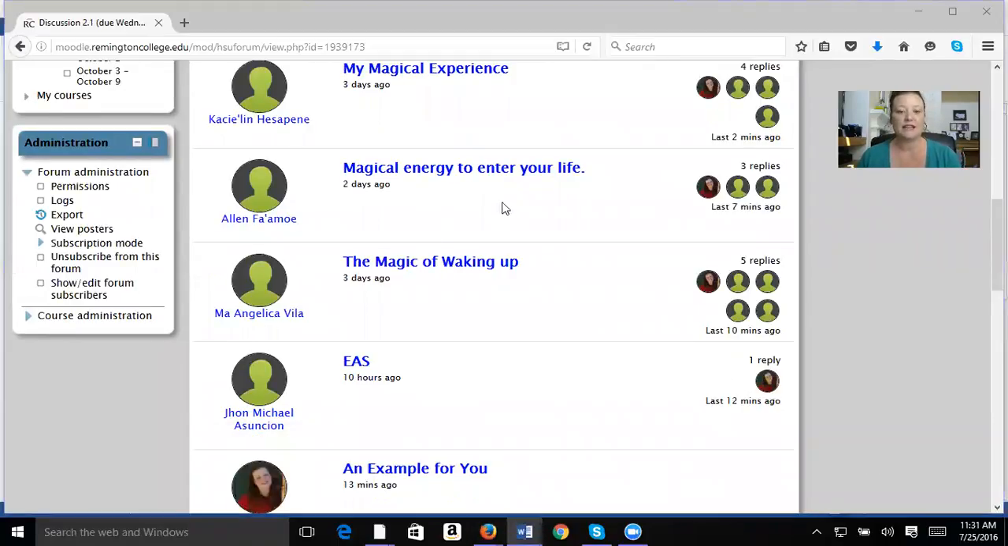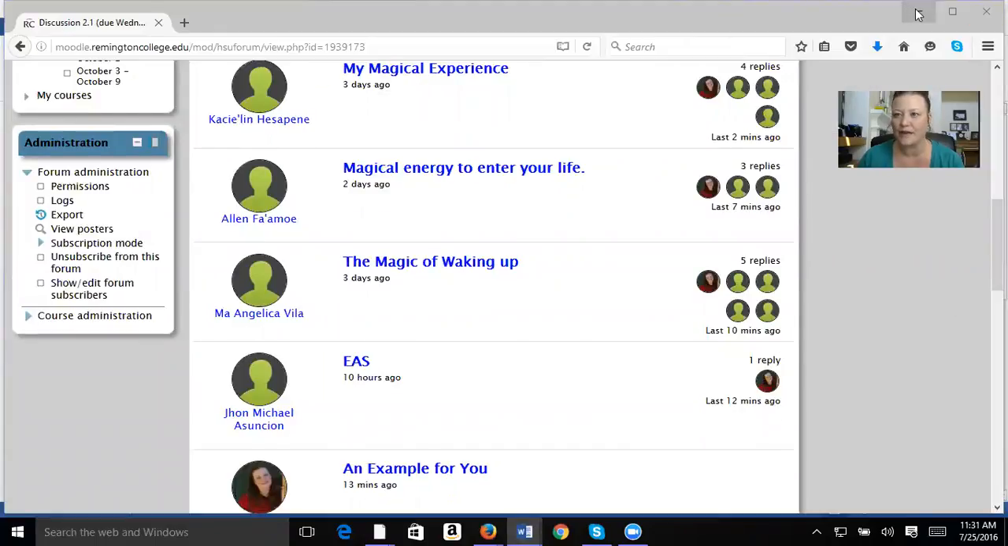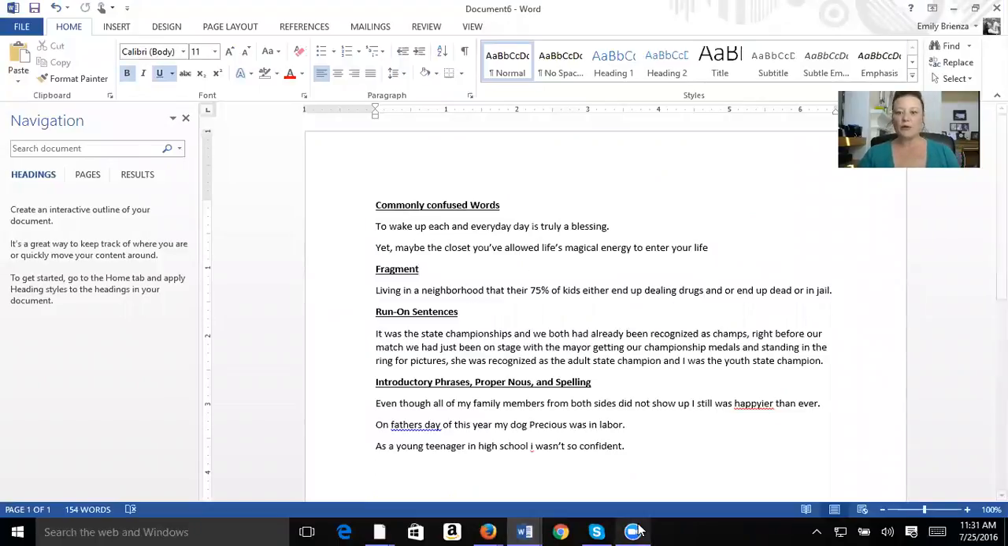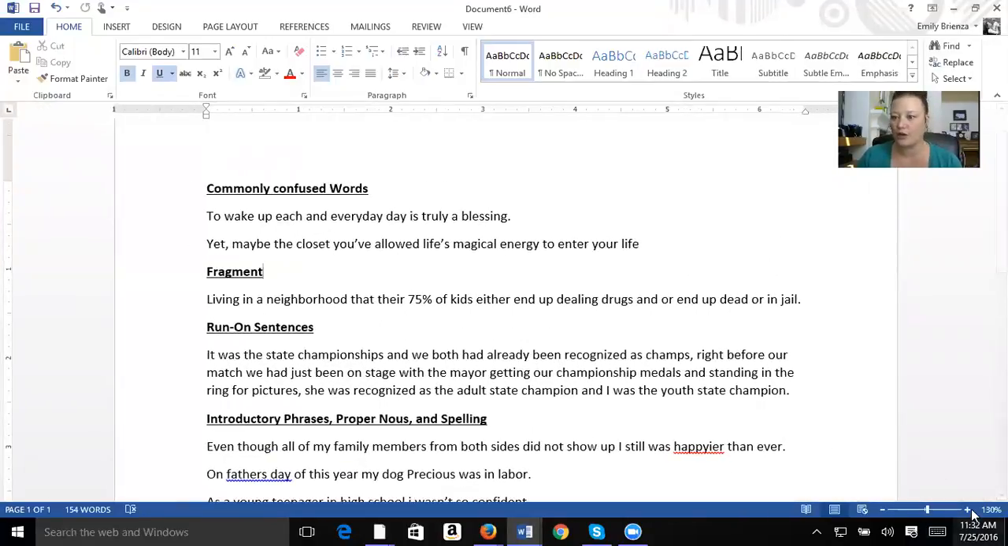So what I did this morning is I read through all of the discussion posts that have already been made, and I opened up Word, which I don't know why it's not opening now. Let me minimize this. Okay, so I opened up Word, and I copied and pasted sections of many of your writings to show you how we all make mistakes and to hopefully show you how to improve upon those mistakes. So these are just some things that I noticed on quite a few papers. So I'm going to make this larger for you.